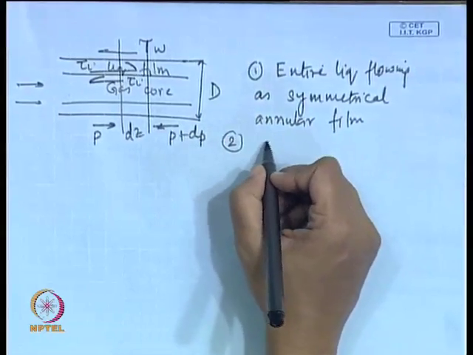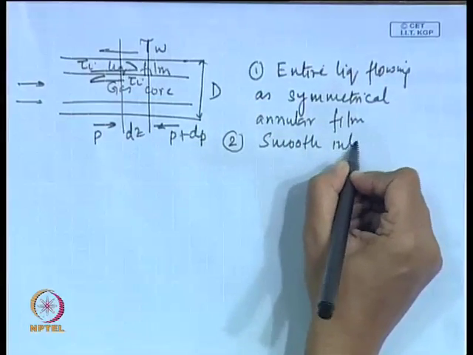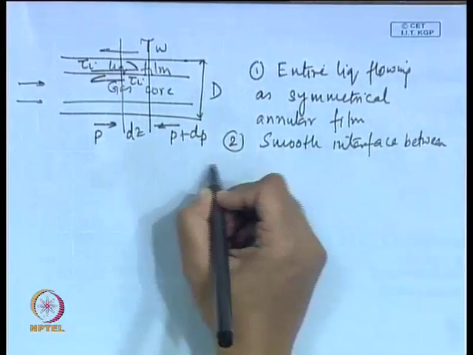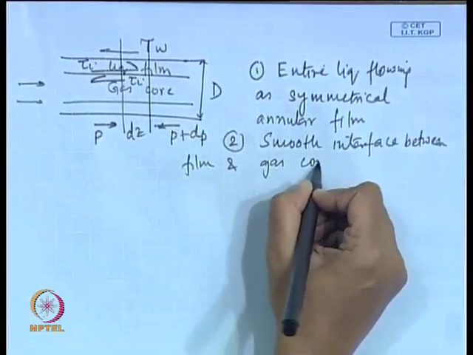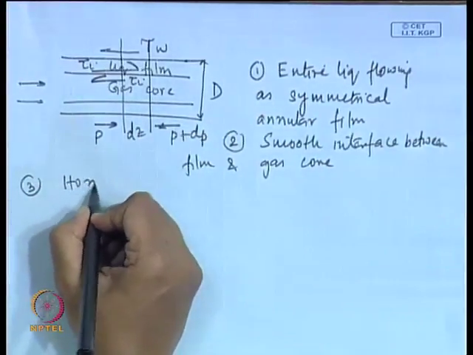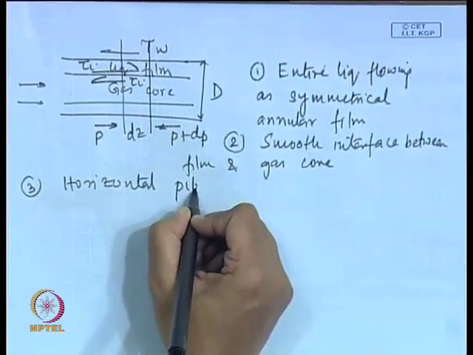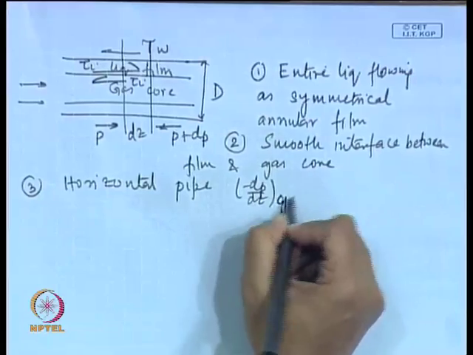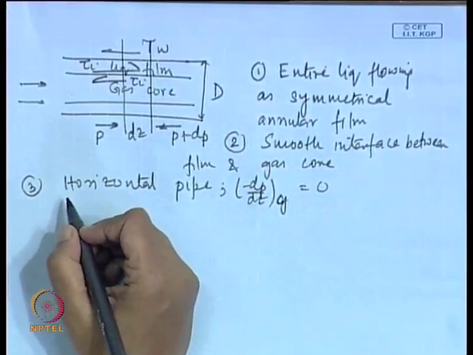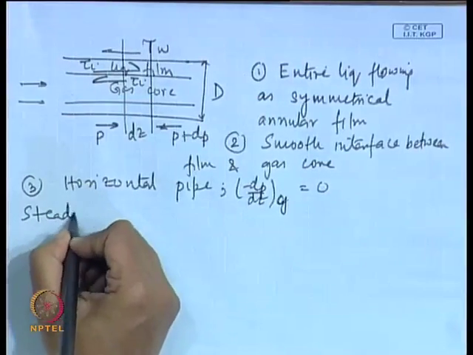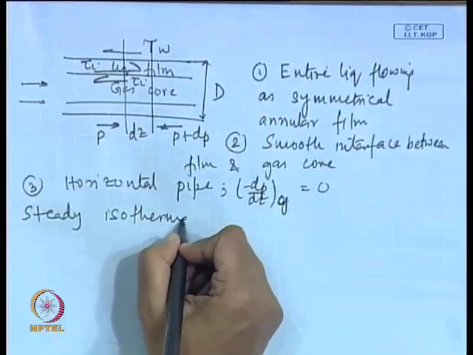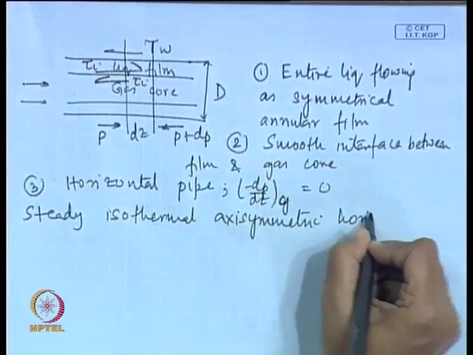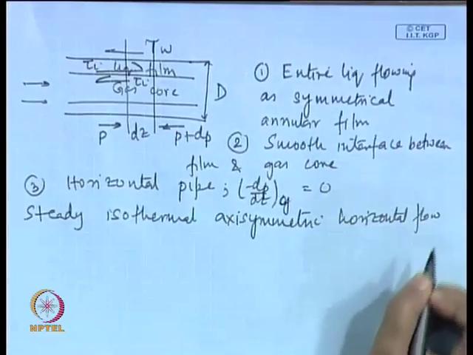The second assumption is a smooth interface between the film and the gas core. Third, it is not an assumption, it is a consideration: it is a horizontal pipe. So, therefore, the gravitational pressure gradient, minus dP/dz g, is equal to 0. And so this is steady, isothermal, axisymmetric horizontal flow. In short, we can write it in this particular way.